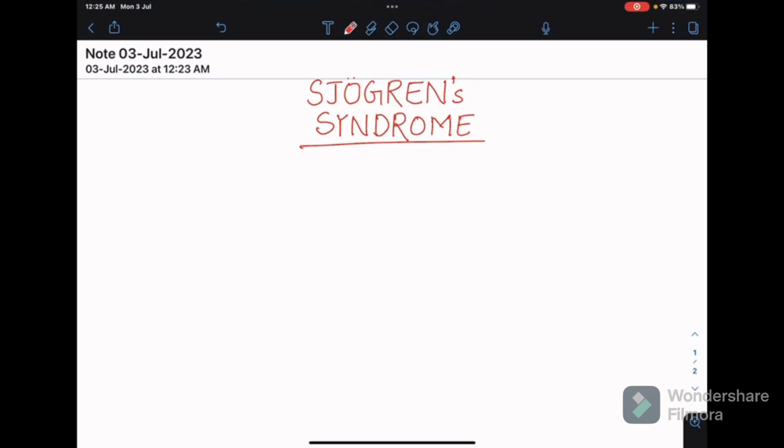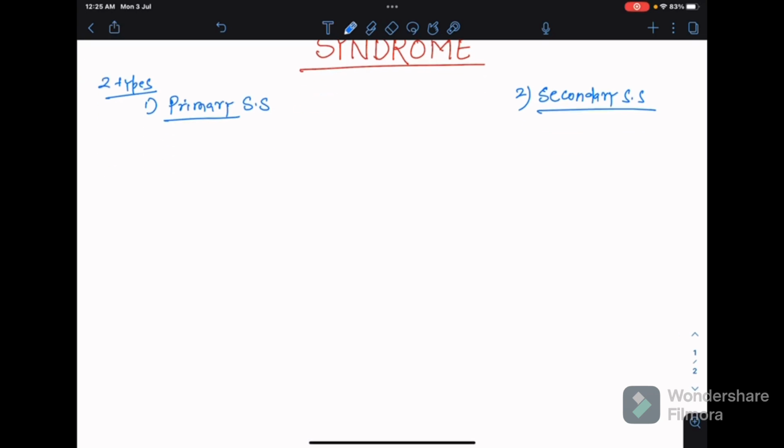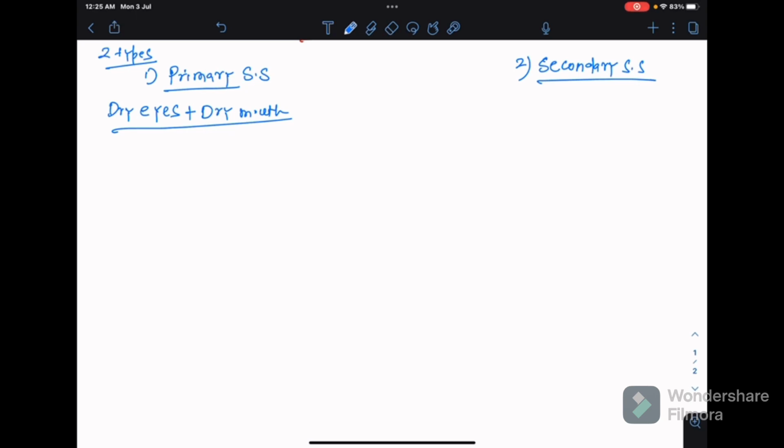Hello guys. So in today's topic, we will be discussing Sjogren syndrome. There are two types. One is primary Sjogren syndrome and another one is secondary Sjogren syndrome. In primary Sjogren syndrome, if a patient is having dry eyes and dry mouth, then it is known as primary Sjogren syndrome, and this is also known as Sicca syndrome.